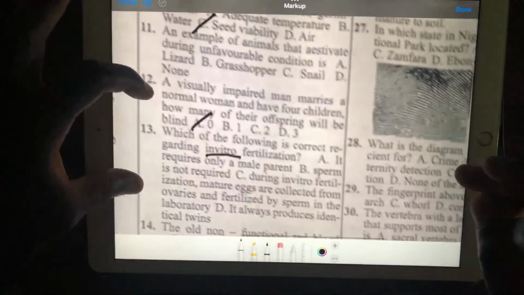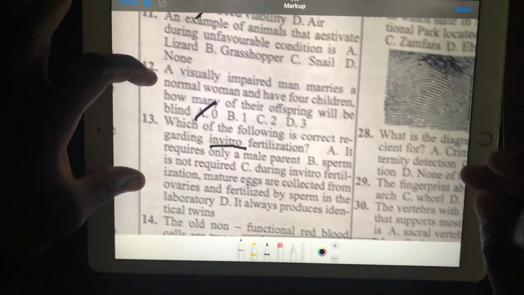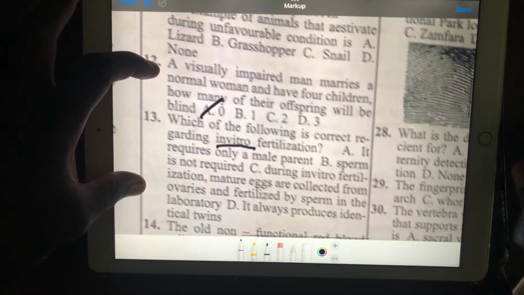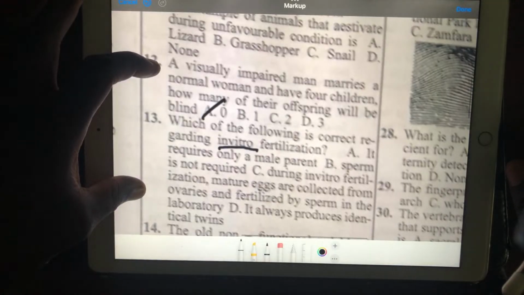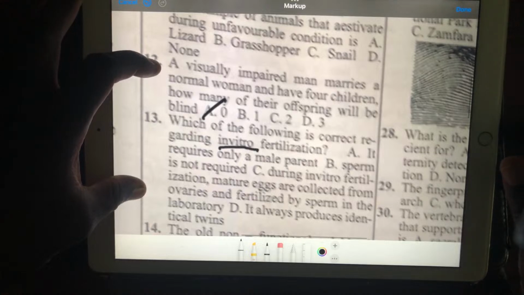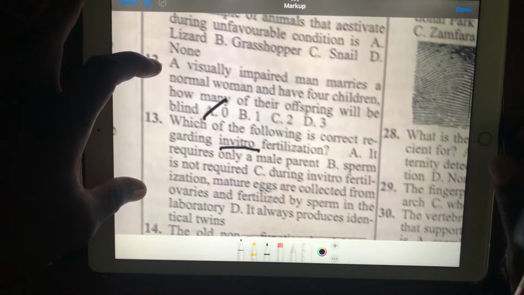So question number 13 says, which of the following is correct regarding in vitro fertilization? A, it requires only a male parent. No. You must collect the two sex cells from both parents. B says sperm is not required. No, sperm is required, only that it is happening outside the body.